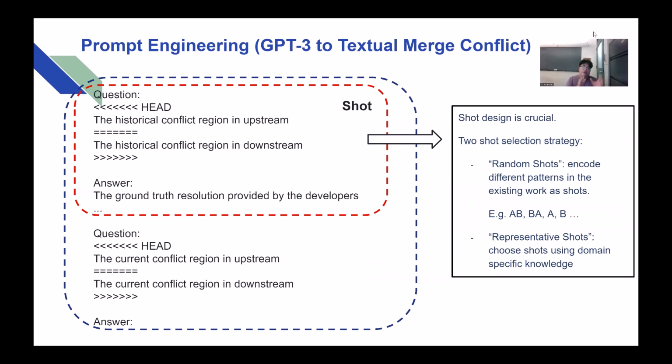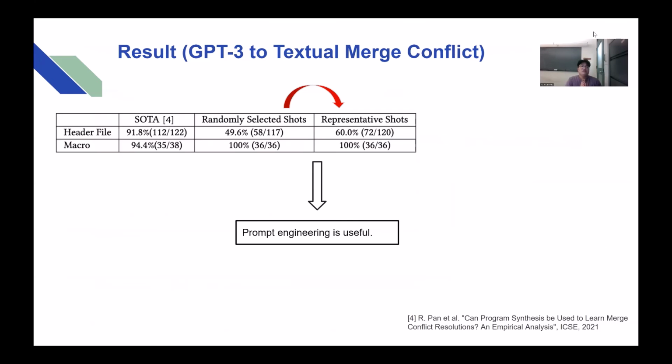The first one is called random shots, which is adopted from existing work. For example, we use the changes from A or B in this order, or flip the order with B first and then A second, or we dump one of the changes and only adopt the other. The second strategy is to choose the shots using our own domain-specific knowledge. From this example, we see that using prompt engineering with representative shots actually improves the results.